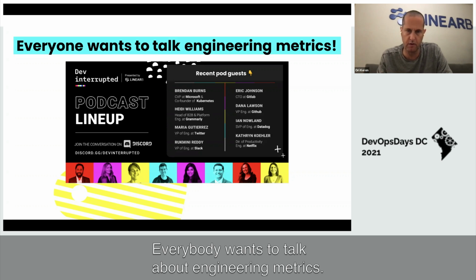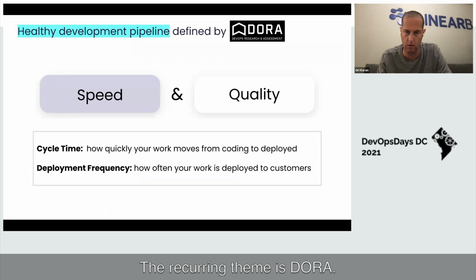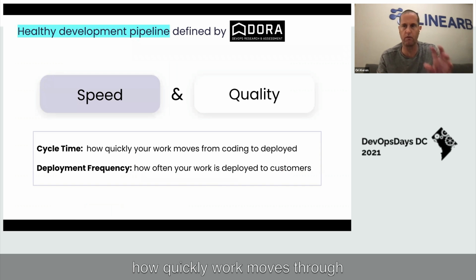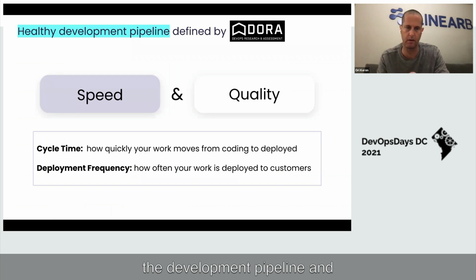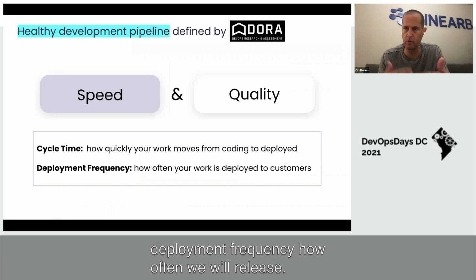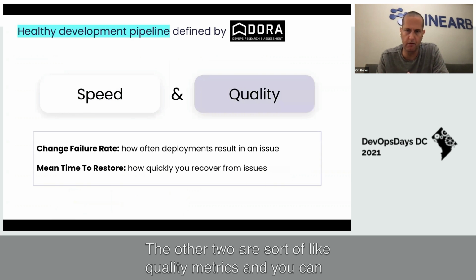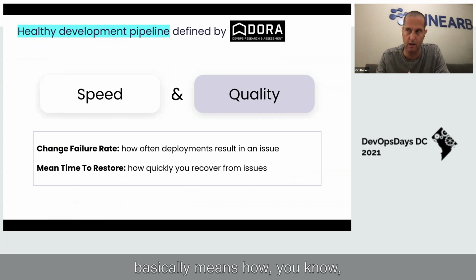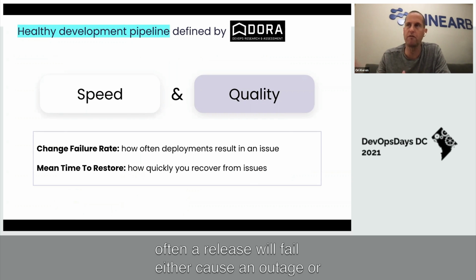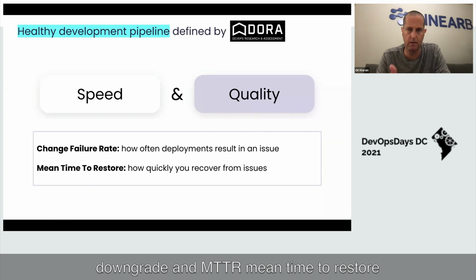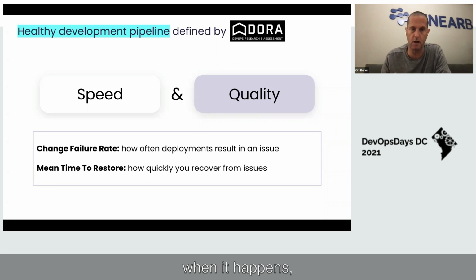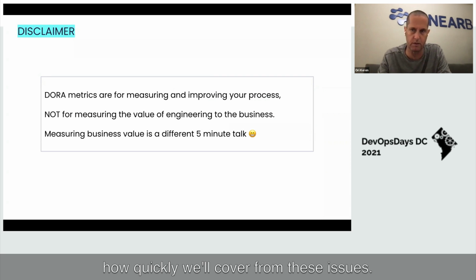Everybody wants to talk about engineering metrics. The recurring theme is DORA. We're all about the DORA metrics, and you can divide them into speed, so basically cycle time, how quickly work moves through the development pipeline, and deployment frequency, how often we release. The other two are quality metrics: change failure rate, which basically means how often a release will fail, either causing an outage or a downgrade, and MTTR, mean time to restore, when it happens, how quickly we recover from these issues.